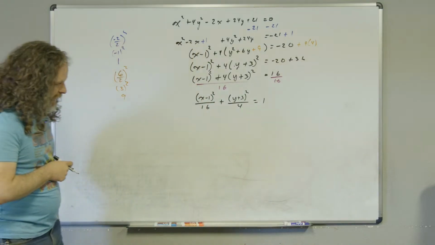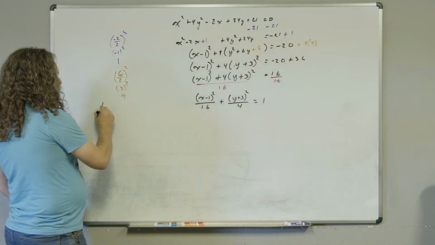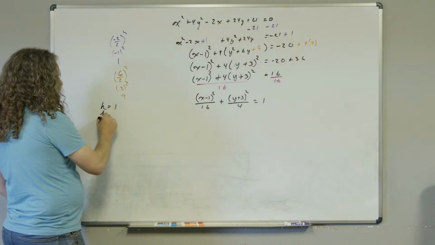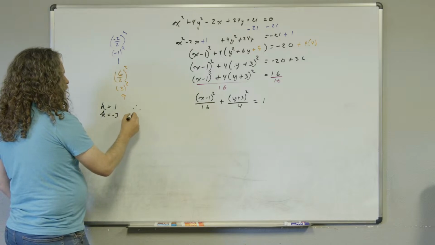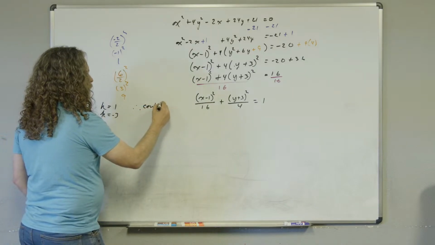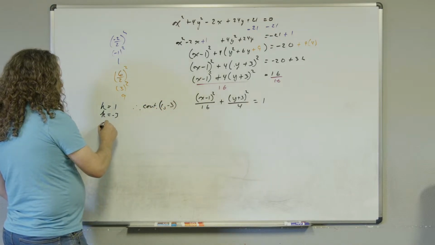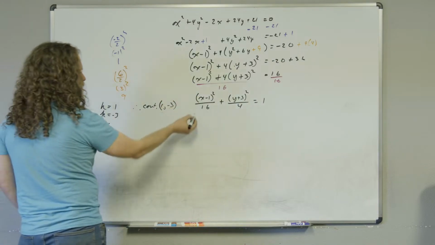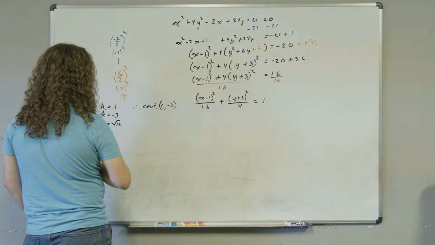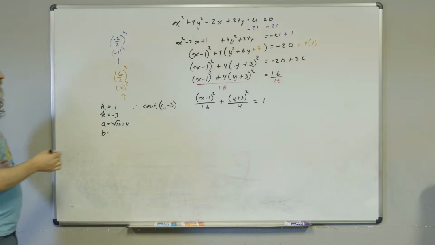So let's label some of our values. What is h in this problem? H is 1. What is k in this problem? Negative 3. Therefore, the center is 1, negative 3. Now, what is a in this problem? 4. It is 4 because it's the square root of 16. And what is b? 2. It's 2 because it's the square root of 4.